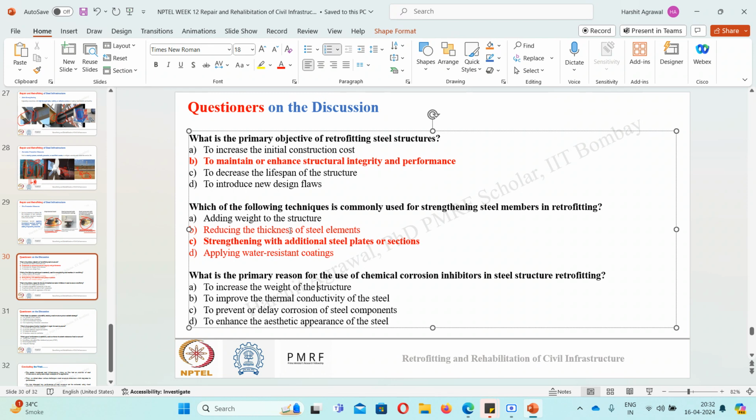The most commonly used technique is adding steel plates and section to strengthen the structure for both strength and ductility performance, for both strength and stiffness.